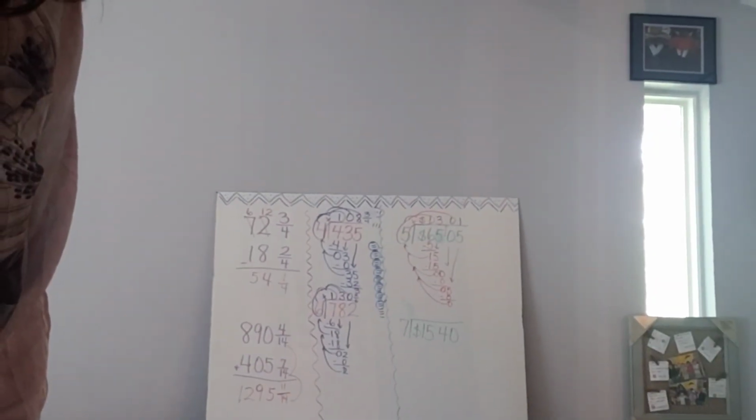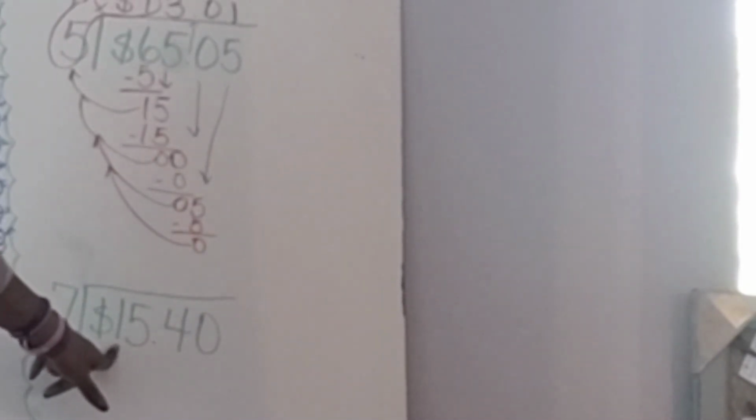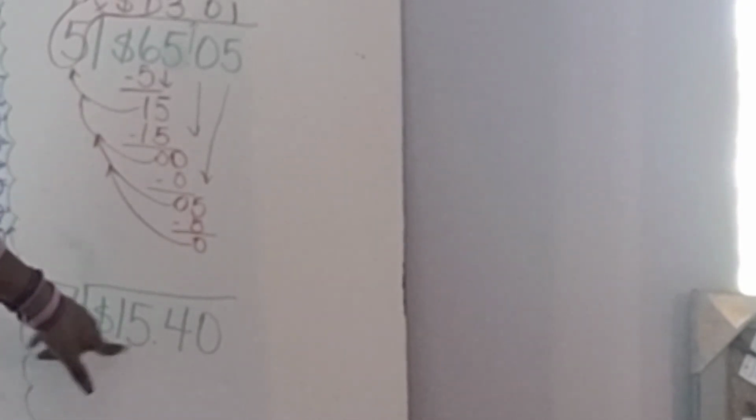All right. Let me see if I can bring it down a little bit too, so that maybe you'll see that second problem better. There we go. Okay. So now it's $15.40 divided by 7. And this is why I wanted to make sure to do this one, because my first digit in my dividend is too small. I cannot figure out how many 7s are in 1. There are no 7s in 1, okay?